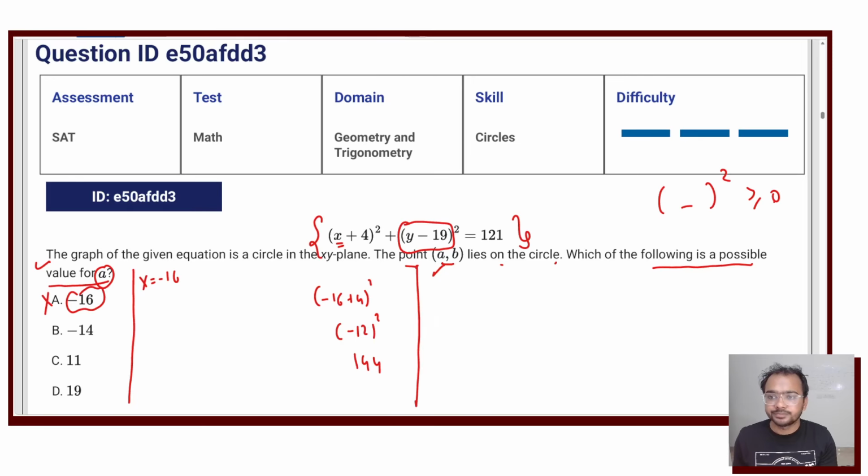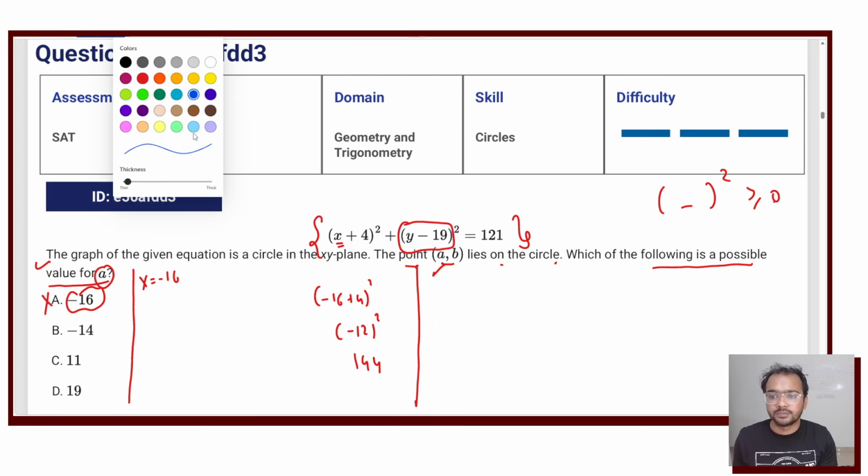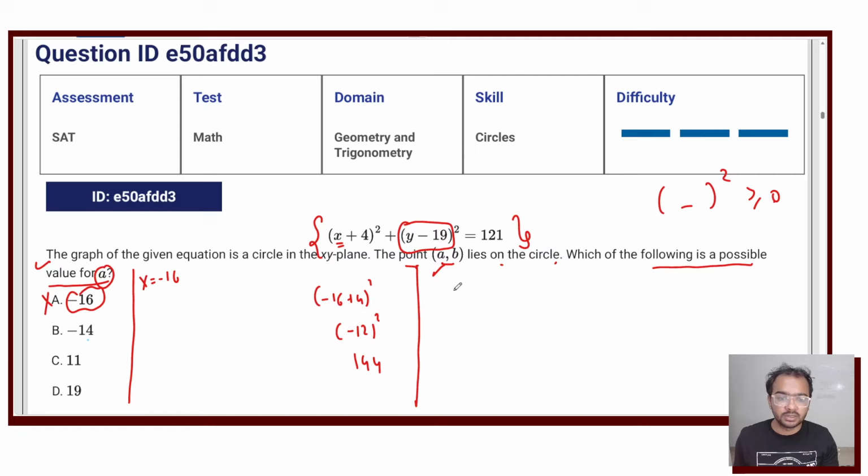Let's do the same thing with negative 14. How much will that give? Negative 14 plus 4 is negative 10, and the square of negative 10 is 100. With 100, if I add 0 or more than that, it can be 121. So there are possibilities. It means that B will be my answer for x equal to negative 14.